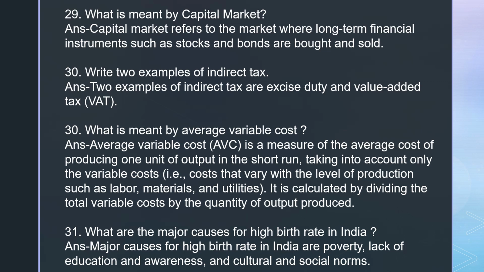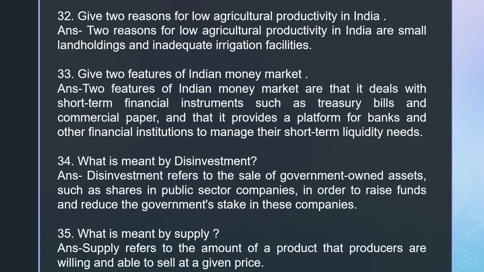31. What are the major causes for high birth rate in India? Major causes for high birth rate in India are poverty, lack of education and awareness, and cultural and social norms. 32. Give two reasons for low agricultural productivity in India. Two reasons for low agricultural productivity in India are small land holdings and inadequate irrigation facilities.